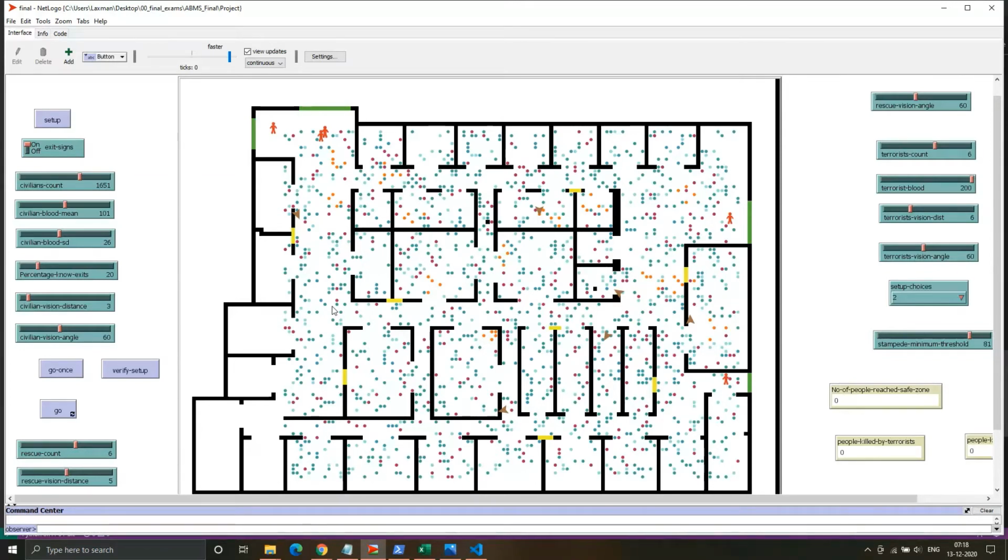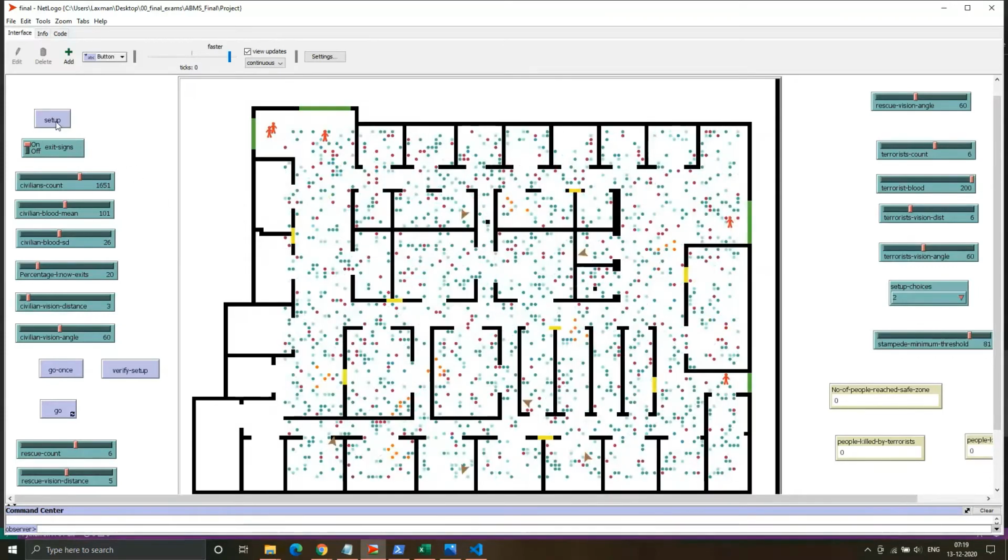Rescue people have another function. When one comes in the vicinity of a terrorist, they both fight and only one will survive. We use a 50-50 probability such that only one survives when the two come in close contact with each other. And the yellow stripes help as exit signs to help people move to the exit. We performed this emergency evacuation under various scenarios and using various terrorist strategies, as will be shown now.